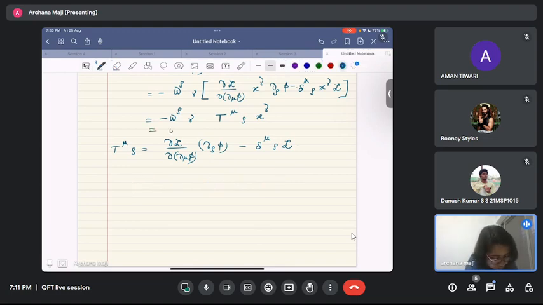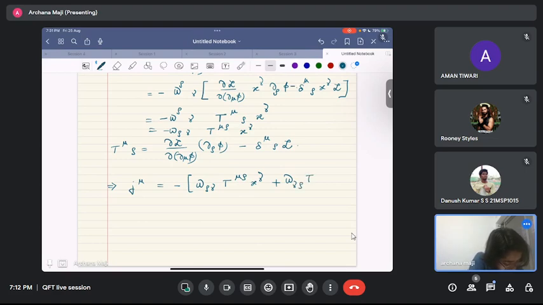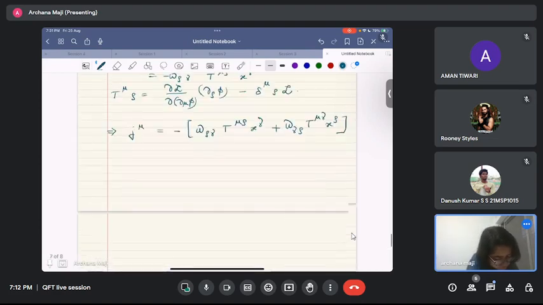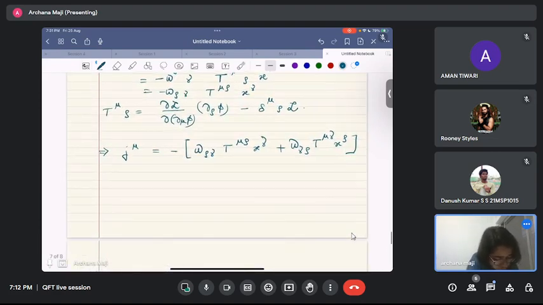So this can be rewritten as minus rho. So this implies J mu is equal to minus omega rho nu T mu rho x nu plus, same thing we can rewrite, but let us exchange mu and rho indices. So rho nu x rho, and by 2 because both the terms are same.